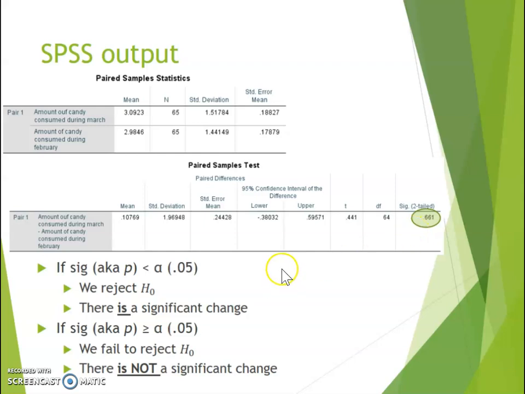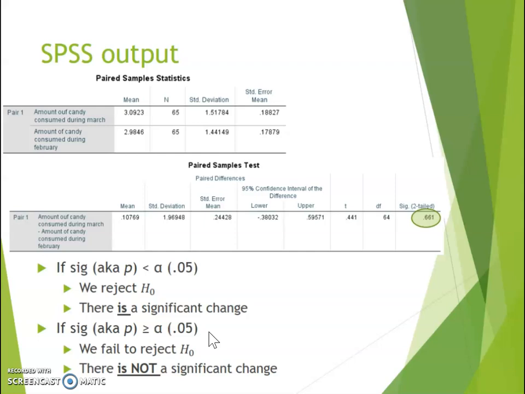So in any situation where you have a sig value, which again is just our p-value, anytime that value is less than whatever your alpha level was, in this case we were asked to use an alpha level of 0.05, so if we had a p-value or sig value that was less than our alpha, then the decision would be to reject the null hypothesis, meaning that there's a significant change. If instead we had a sig or p-value that was bigger than our alpha level or equal to our alpha level, then our decision would be to fail to reject the null hypothesis. And that would mean that there is not a significant change.